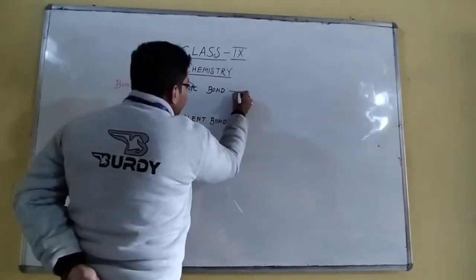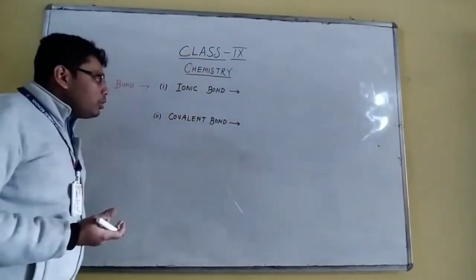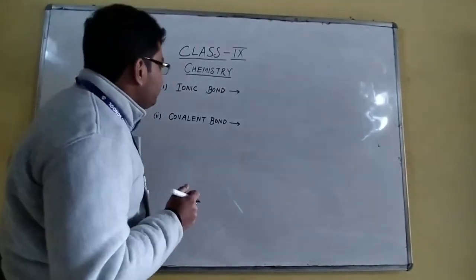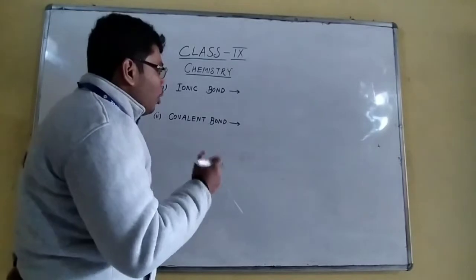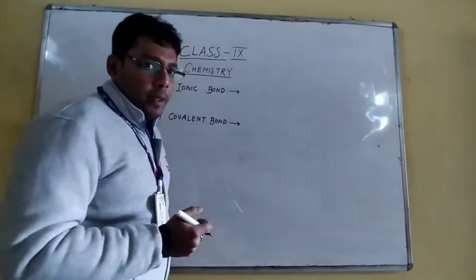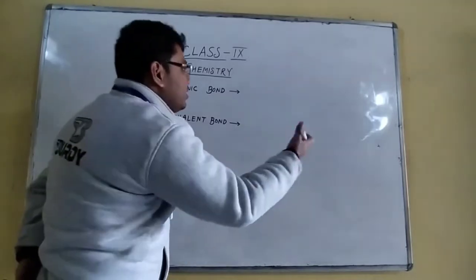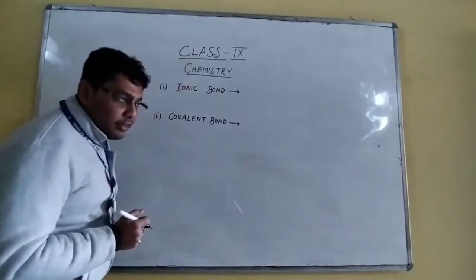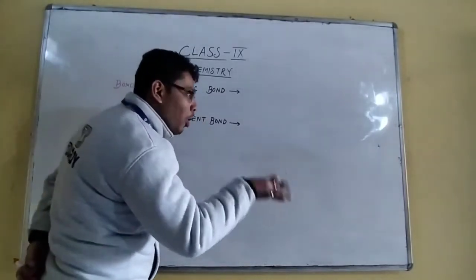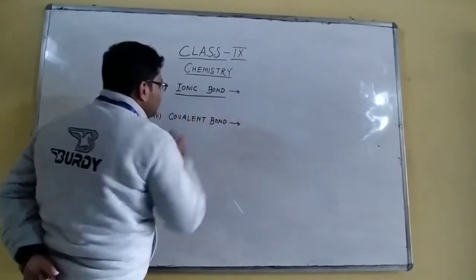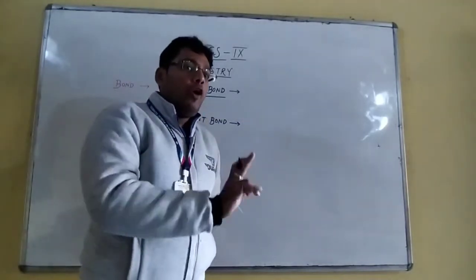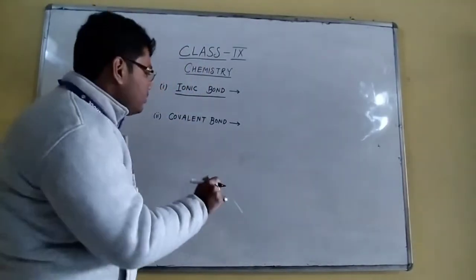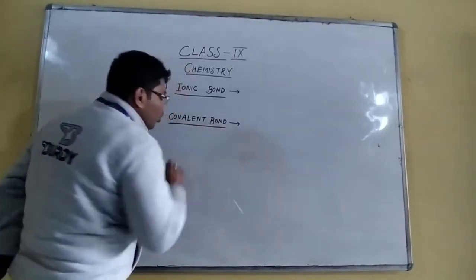So what's the difference between these bonds? What is ionic bond? What is covalent bond? In ionic bond, generally we can see that the bond which is mainly formed by the complete transfer of electrons. In any case, if complete transfer of electron takes place, then this type of formed bond is known as ionic bond. And if any bond is formed by the sharing of electrons, then this type of bond is known as covalent bond.